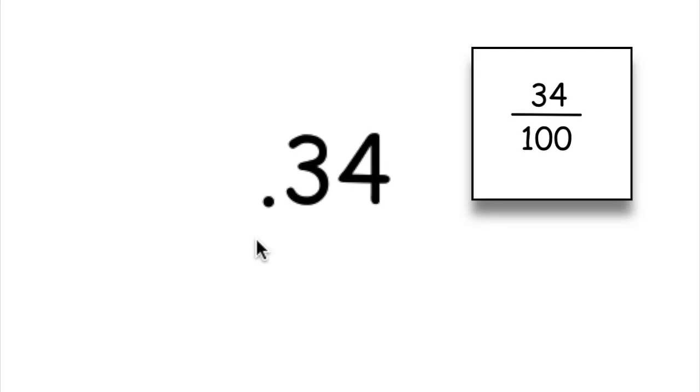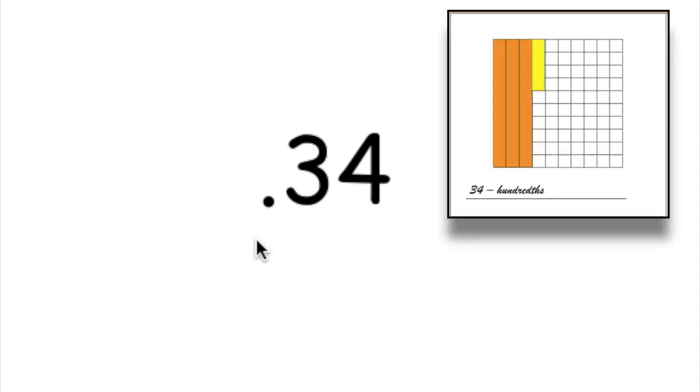Now, there's another way for us to show this. This way is to show it in decimal form. To show 34 hundredths in decimal form, it would look like this. 34 hundredths could be shown in fraction form. It could be shown on a grid. Or it could be shown in decimal form.